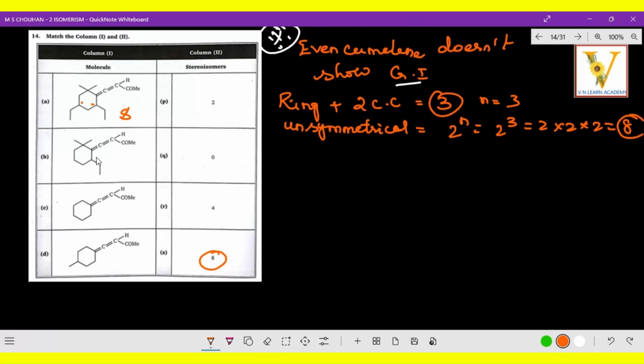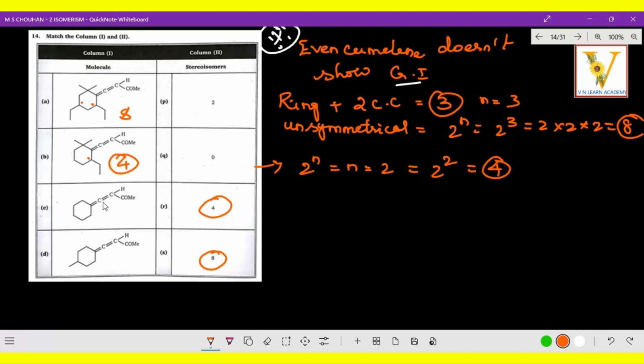Now the second one, again there is an even cumulene. Even cumulene does not show geometrical isomerism, and the ring is there, and the chiral carbon is only 1. So how many are available? Here 2 only. This is unsymmetrical, same formula only. So directly we can write 2 to the power of n equal to 2, that means 2 to the power of 2. Here 4 isomers are possible.